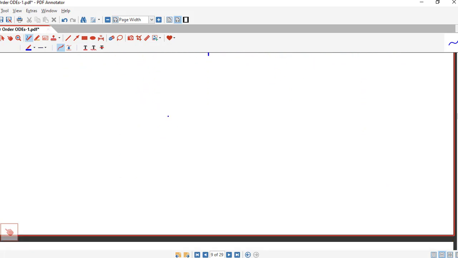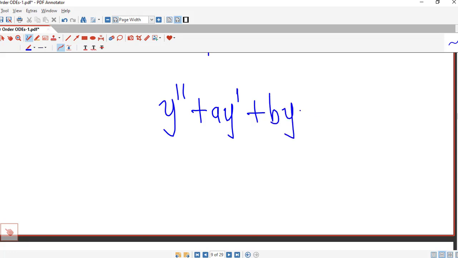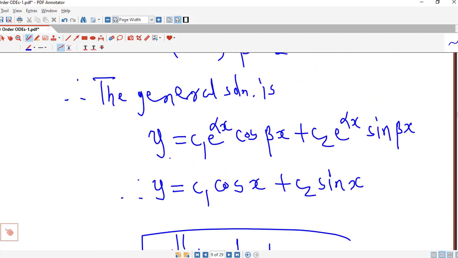So in this way we can solve homogeneous linear ordinary differential equations of second order. In the next lecture we will generalize the methods to third and higher order ordinary differential equations. So this is all about this session.